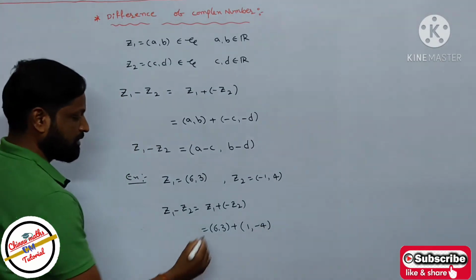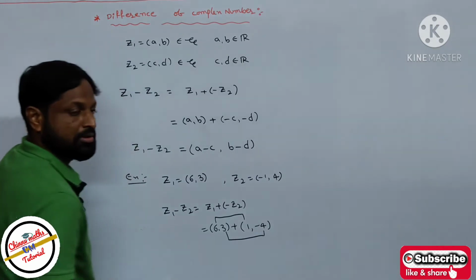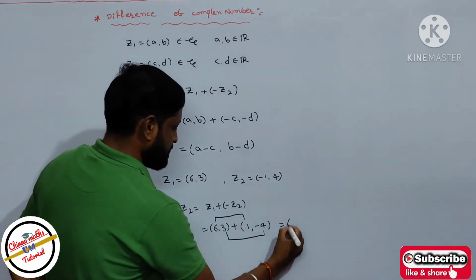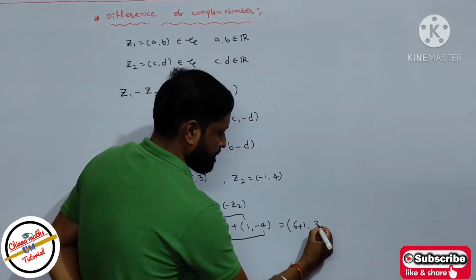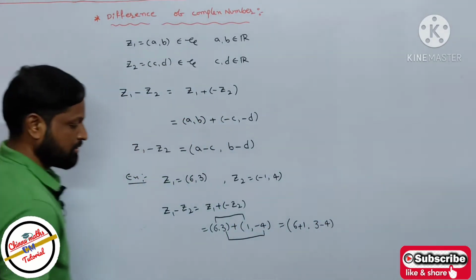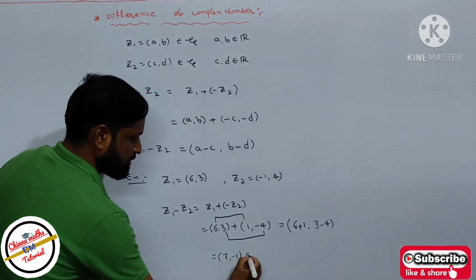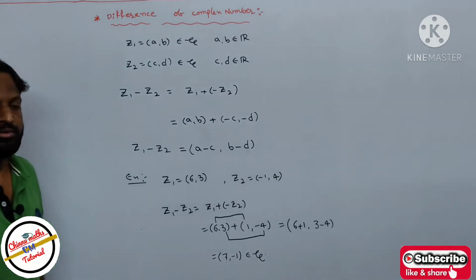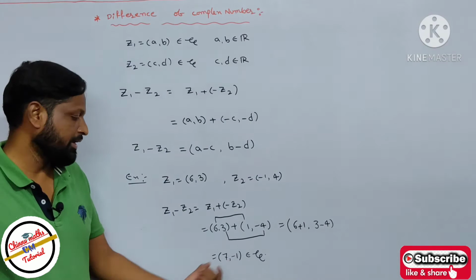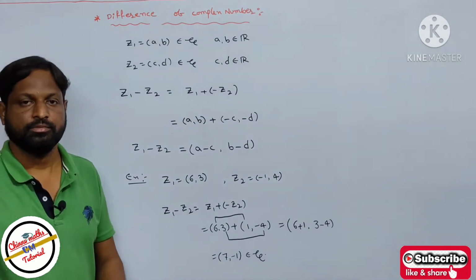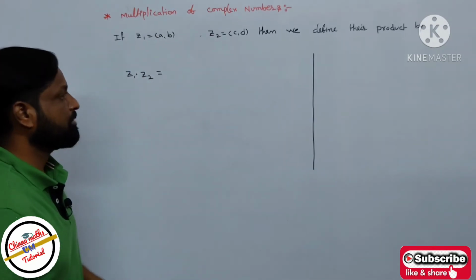After that, adding the real parts and adding the imaginary parts, what will we get? It is equivalent to 6 plus 1 comma 3 minus 4. So finally we get 7 comma minus 1. It belongs to the complex numbers. So the difference of two complex numbers equals 7 comma minus 1. Again it is represented as a complex number. So it is clear.